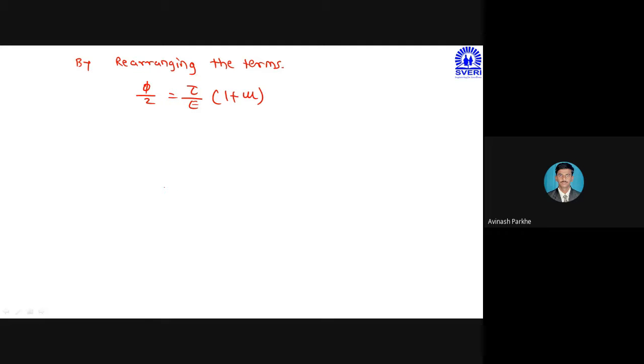So by rearranging the terms, I will write the equation in the form of E. I have taken E to the left side.